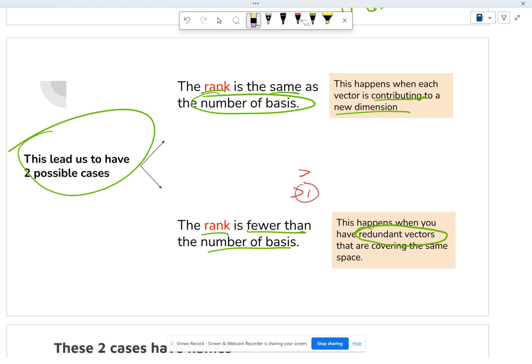Maybe I can draw this a little bit better. Let me see. Here's the x-axis, here's the y-axis, here's the z-axis, and let's say the first vector is like this, the second vector is this, and the third vector is like this. Okay, so you can see they're all on the same xy plane, and therefore the third vector is just a redundant vector because you're still at most spanning 2 dimensions. Okay.